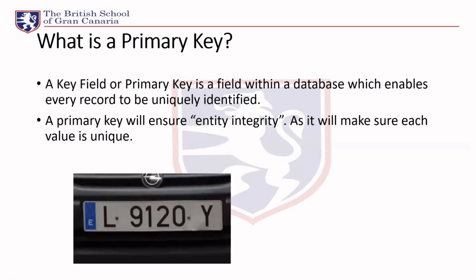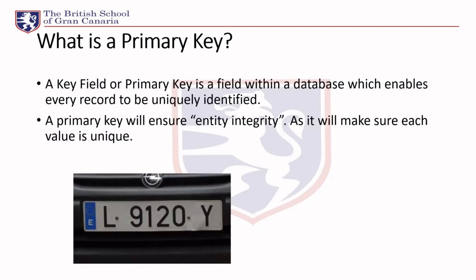Right, so if we had a database of cars, then the number plate, because each number plate is individual, no two cars have the same number plate, but each number plate is unique, so therefore the attribute that you would make the primary key is the car number plate. So you may have the details of the car, which is red. Maybe the car's petrol instead of diesel. Maybe the car is an Opel Astra.